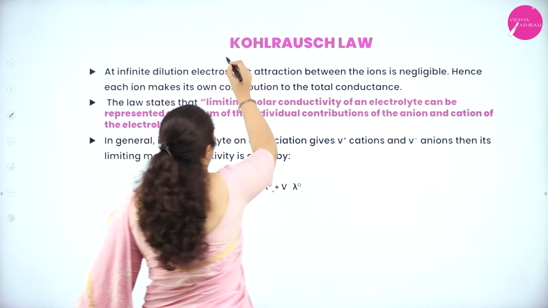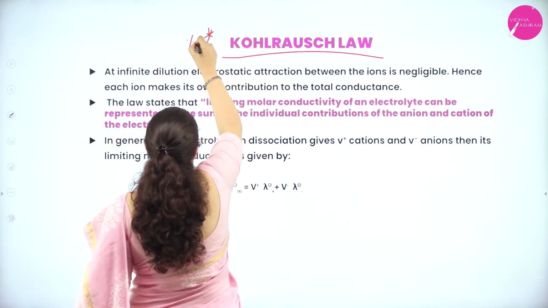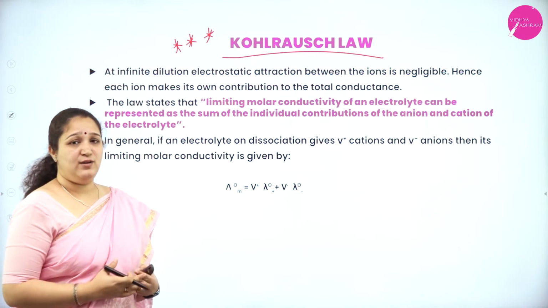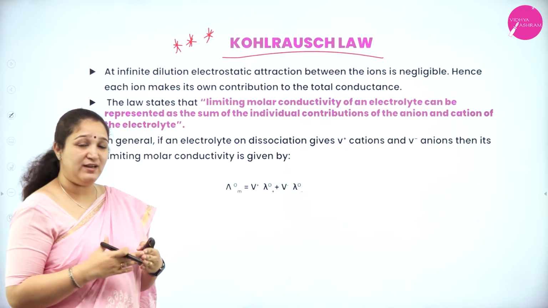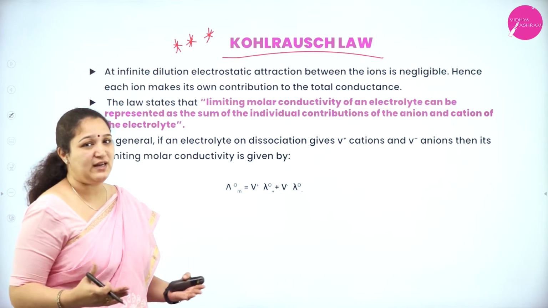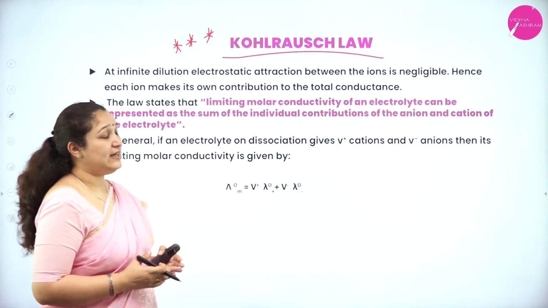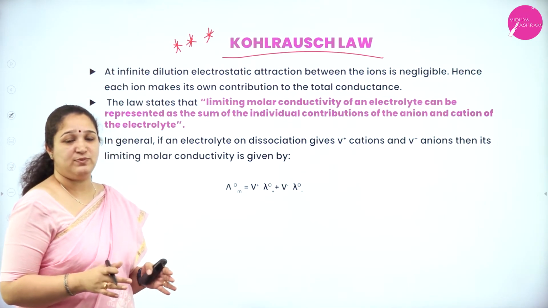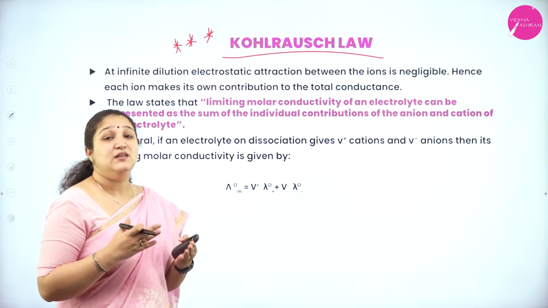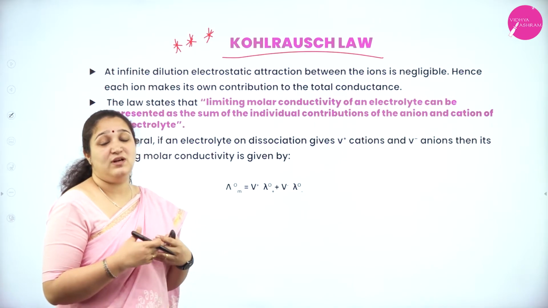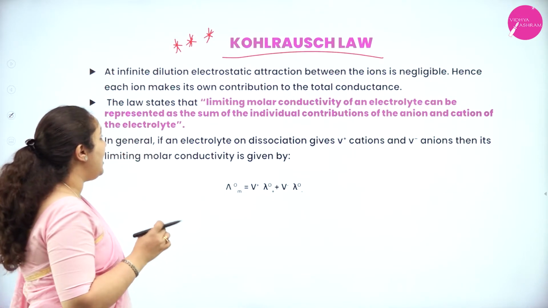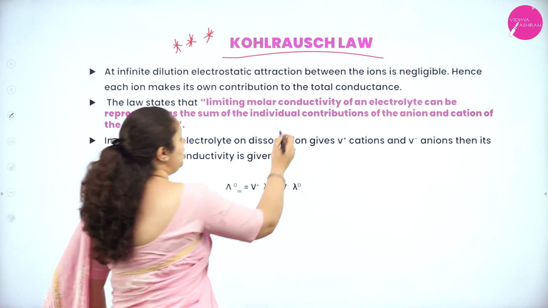Next is Kohlrausch law. Very, very important for your exam. Okay. Now, at infinite dilution, you are continuously diluting, lots of dilution you have done. We call it infinite dilution. Okay, the electrostatic attraction between the ions becomes negligible. That means between the oppositely charged ions in the particular electrolyte, the attraction is negligible. It is not there because you have diluted it enough. Okay, and hence each ion makes its own contribution to the total conductance.